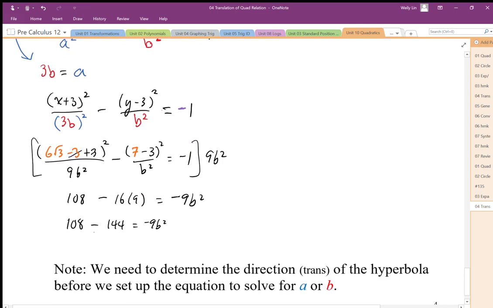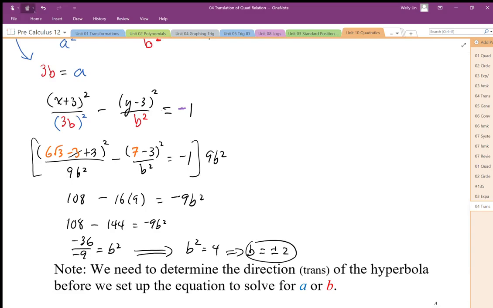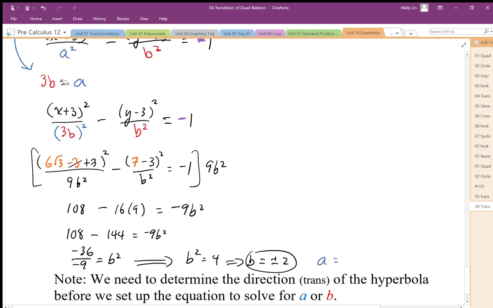Okay, so this works out to be negative 36 divided by negative 9 equals b squared. So b squared equals 4. B equals plus minus 2. Okay, so we know we can just keep the plus 2. If b is equal to 2, then the a value must be equal to, well, 3b equals a, so 3 times 2, a is 6. So there it is. I've got my b and a values.